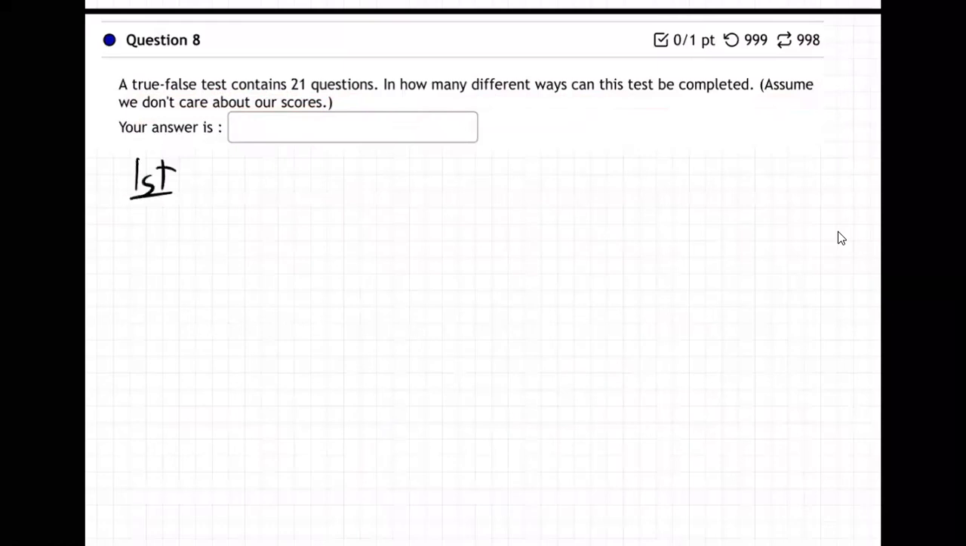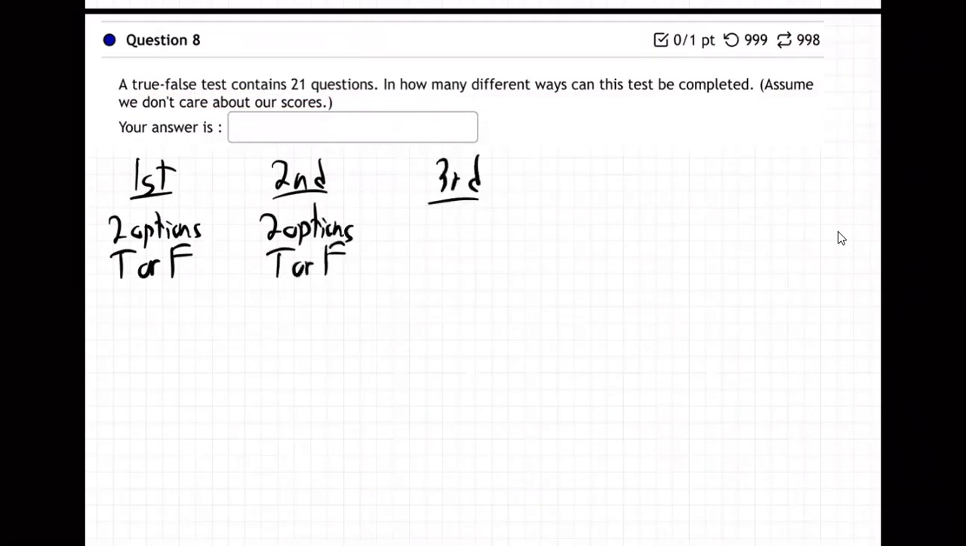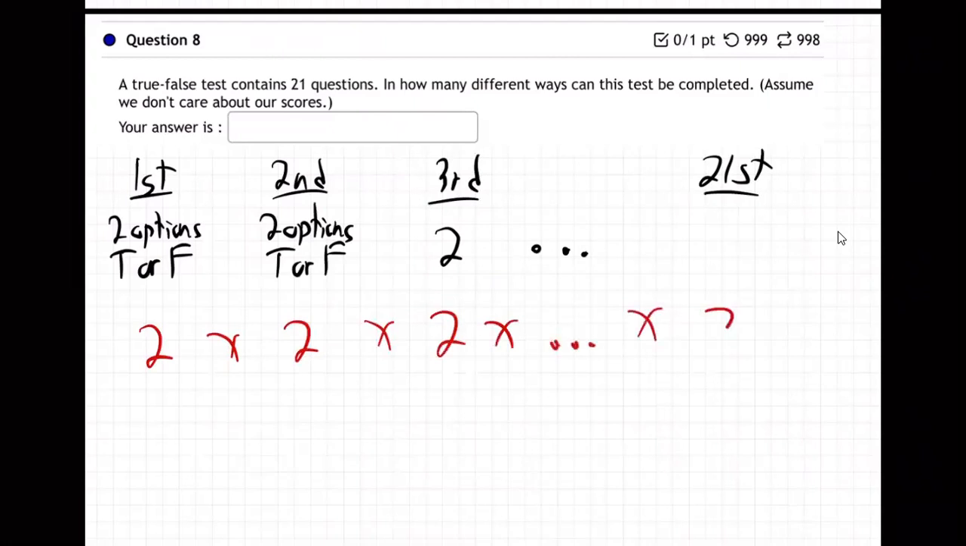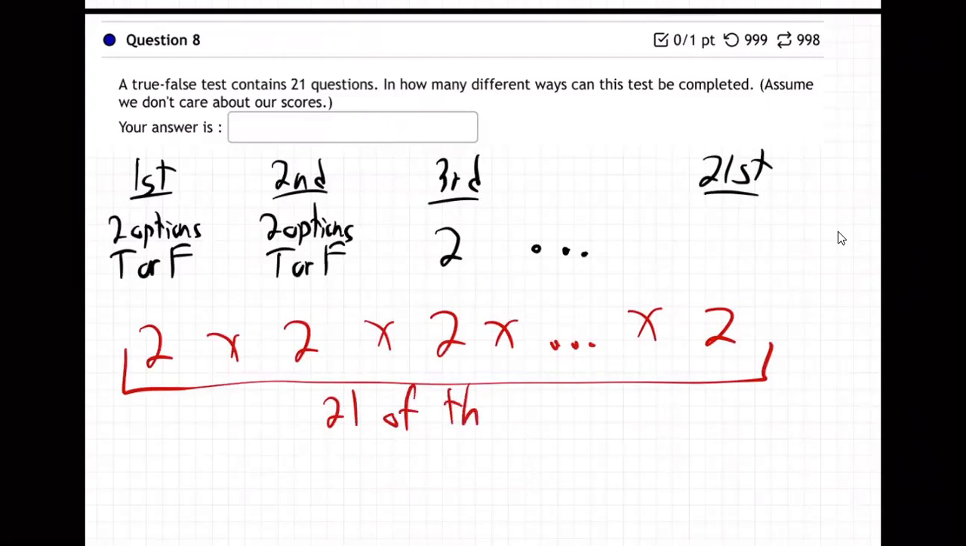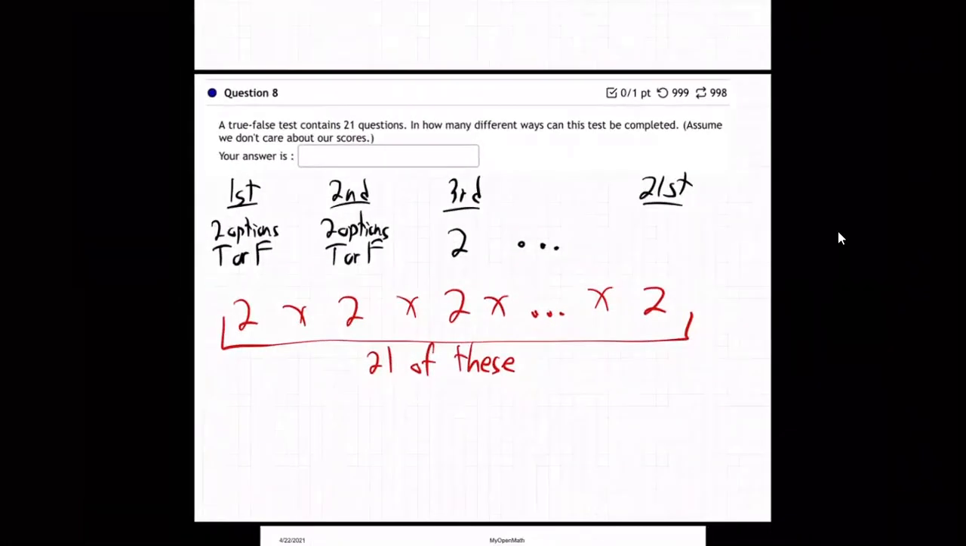So for the first question, there's 2 options, right? True or false. For the second question, there's also 2 options, true or false. For the third, there's 2 options, etc., all the way to the 21st question. So what we do is we take 2 times 2 times 2 all the way down like that, 21 times. 21 of these.